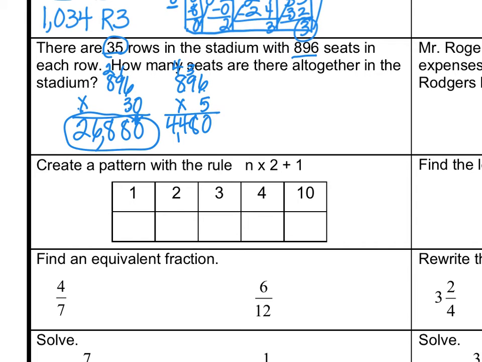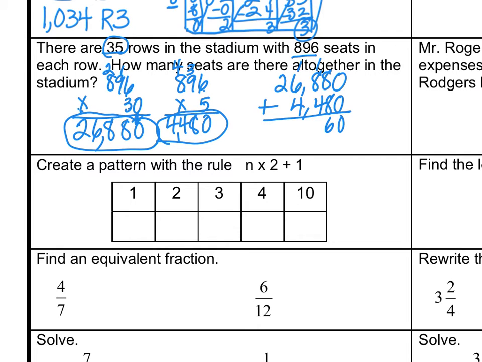All right, so now we're going to take these two, 26,880 plus 4,480, and we're going to add them. 0 and 0, 0. 2 8s is 16. 8 and 4 is 12, plus 1 is 13. 6 and 4 is 10, plus 1 is 11. And 2 and 1 is 3.